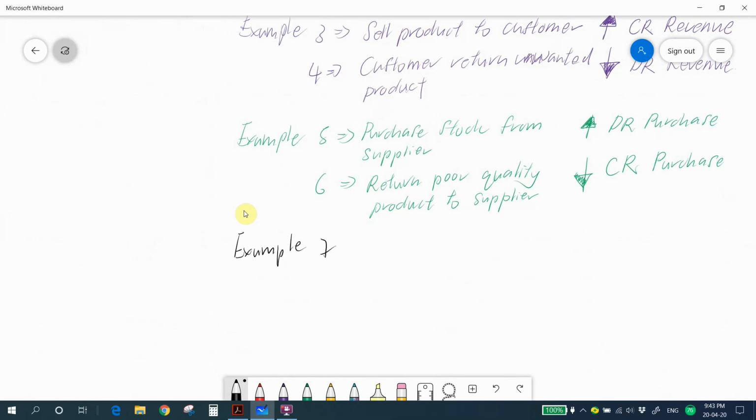Example 7. Let's say you buy car for business use. When you buy a new car for your company, the company asset will become higher or lower? The answer is higher. Your company asset will become higher when you purchase the car. So we debit the asset account when your asset is increased.